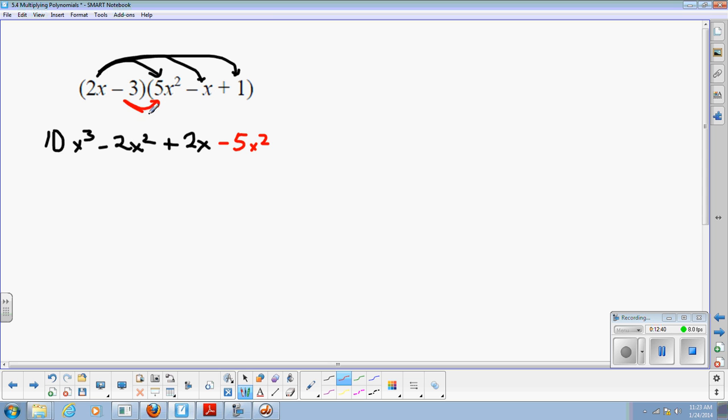Then I have a negative 3 times a negative x. So that will be plus 3x. Negative times a negative is a positive. And then I lastly have negative 3 times 1. That's a minus 3. Now when I get done with my distributing, I have to combine the like terms.